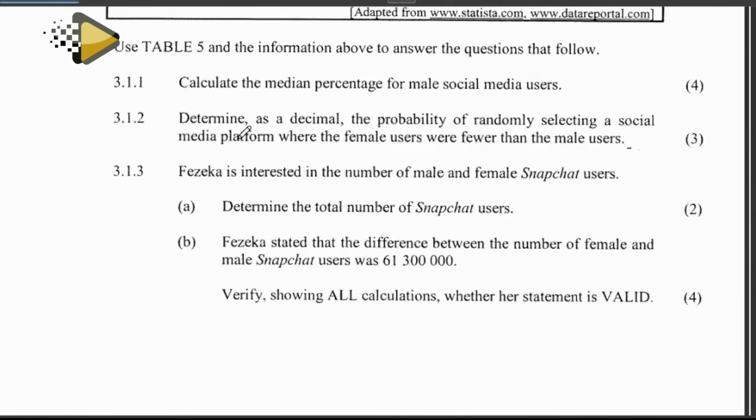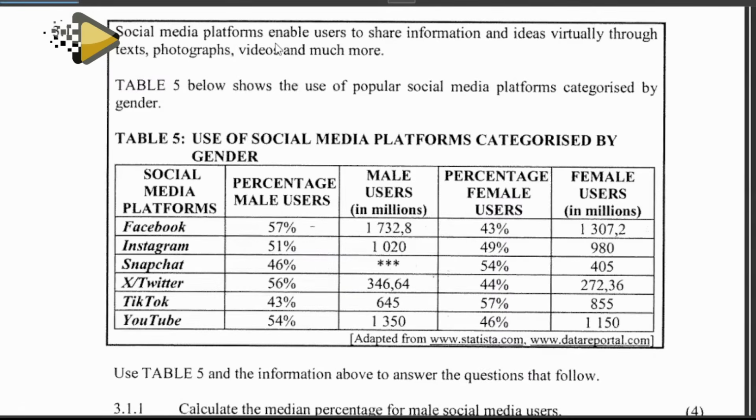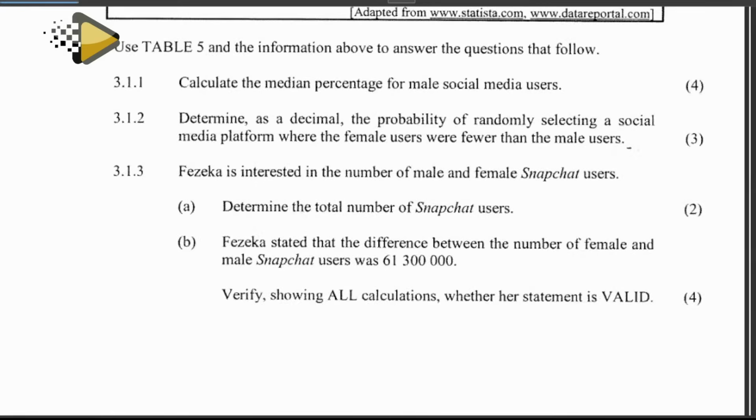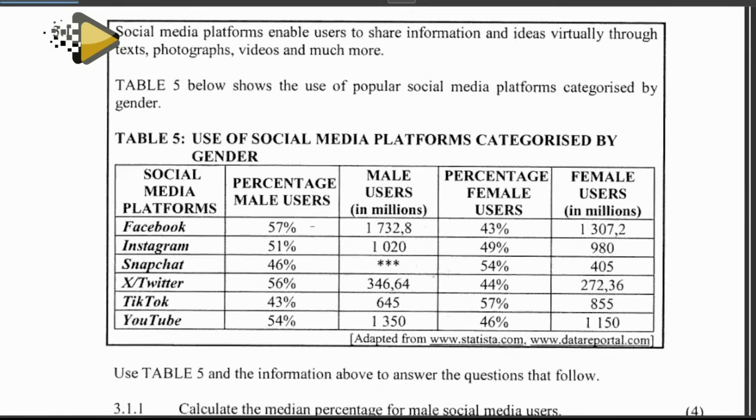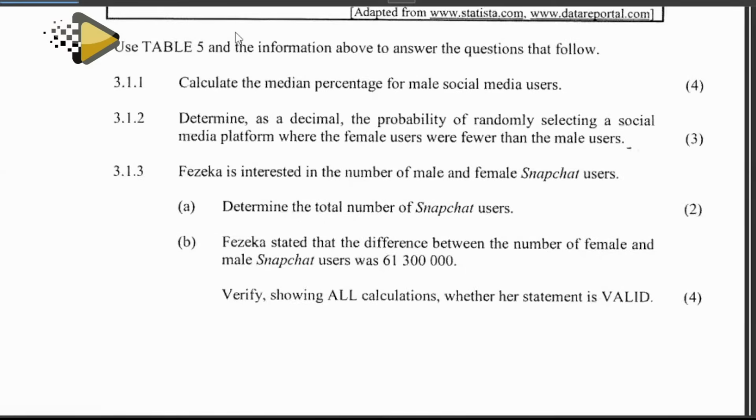Calculate the median percentage for male social media users. Median. What do we do? We arrange the male users. Look at these, the male users here. Because we're looking for the median, arrange them in ascending order. So this is number 1, 2, 3, 4, 5, and 6. See that? We've already arranged them.